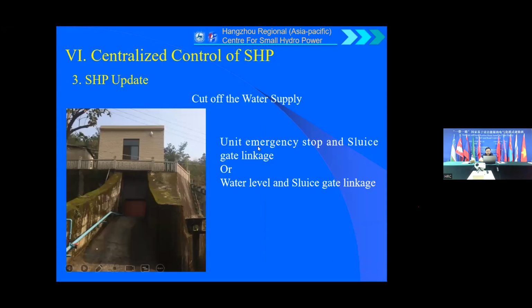Also, we can use the unit linkage, unit emergency stop and sluice gate linkage, or water level and sluice gate linkage. For the sluice gate, if an emergency occurred from one unit, we can open the sluice gate, or if the water level of the four-way reaches a high level, we can automatically open the sluice gate.